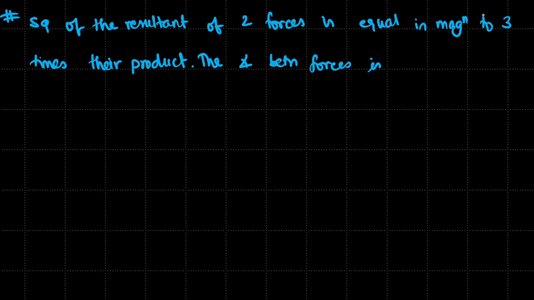So square of the resultant of two vectors, oh sorry, two forces of equal magnitude. Sorry, the question was actually right. I was the one who wrote it wrong. So the square of the resultant of two forces of equal magnitude is three times their product. Find the angle between them. There is no option in this one.